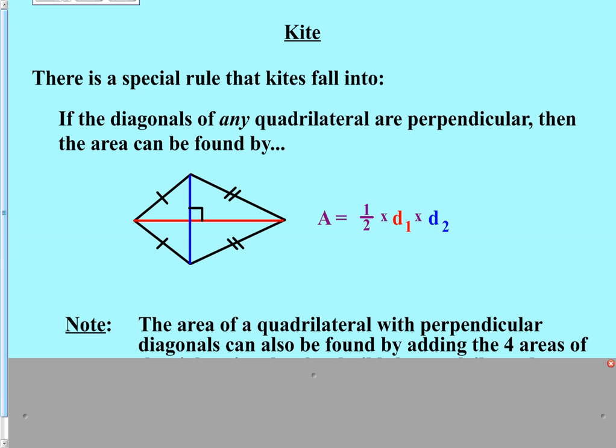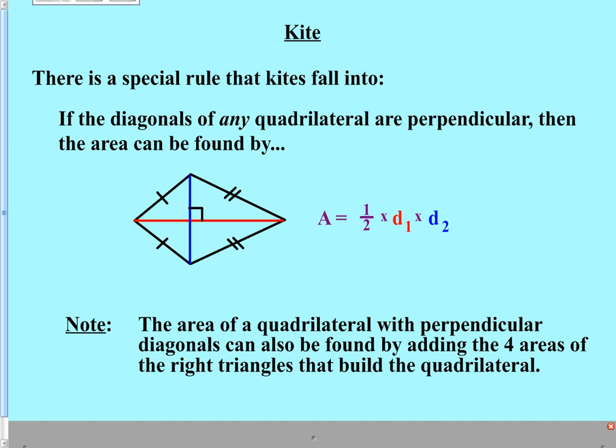And then lastly, we talked about the kite. As I told you before, most textbooks do not even reveal this formula to you. But it's a good formula, I believe, where the area of a kite is found by multiplying 1/2 times the length of one diagonal times the length of the other diagonal.